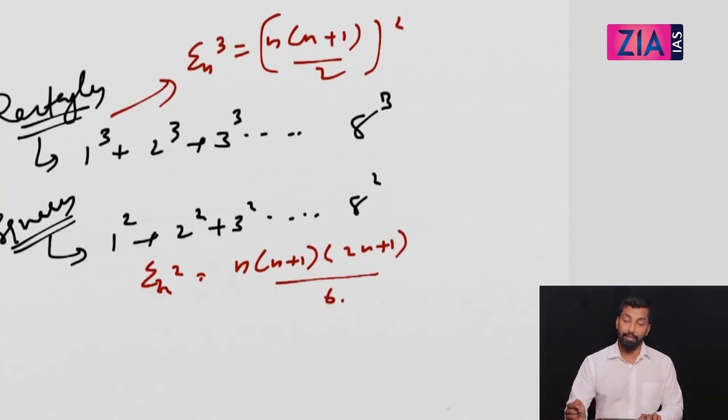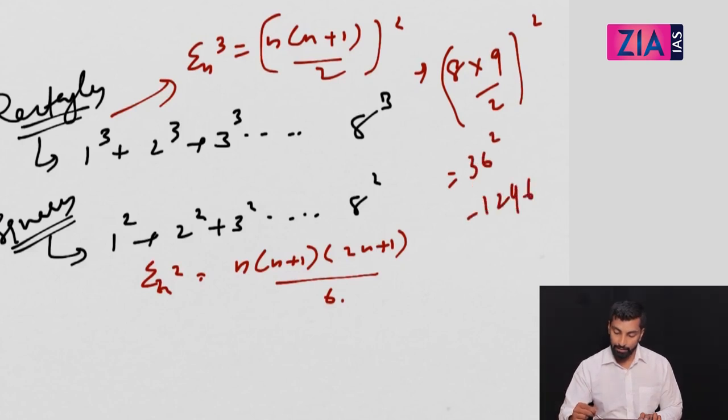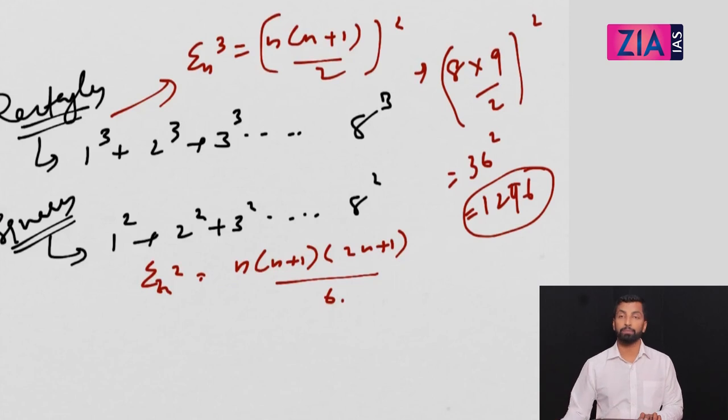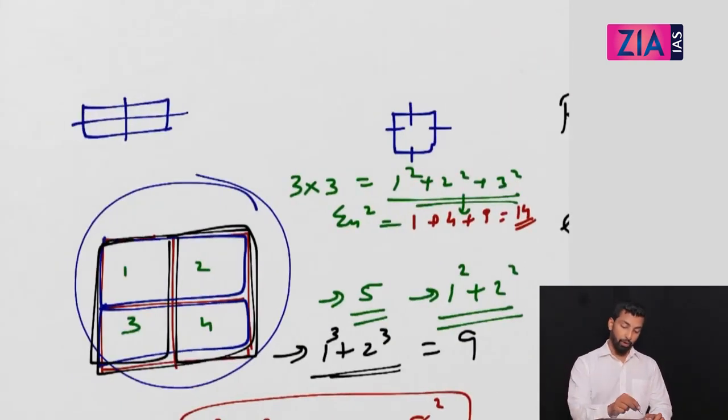Let's see the number of rectangles in an 8 into 8 square. So what is the formula? 8 into 9 divided by 2, whole square. So this is nothing but 36 square. That is nothing but 1296. So now onwards, if someone asks you the number of squares in an 8 into 8 square, 204. The number of rectangles, 1296. So I hope this is clear for all of you.